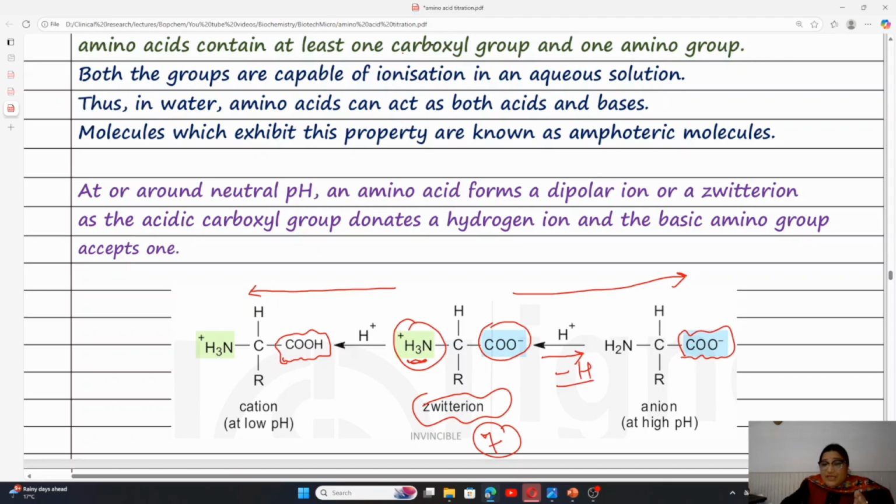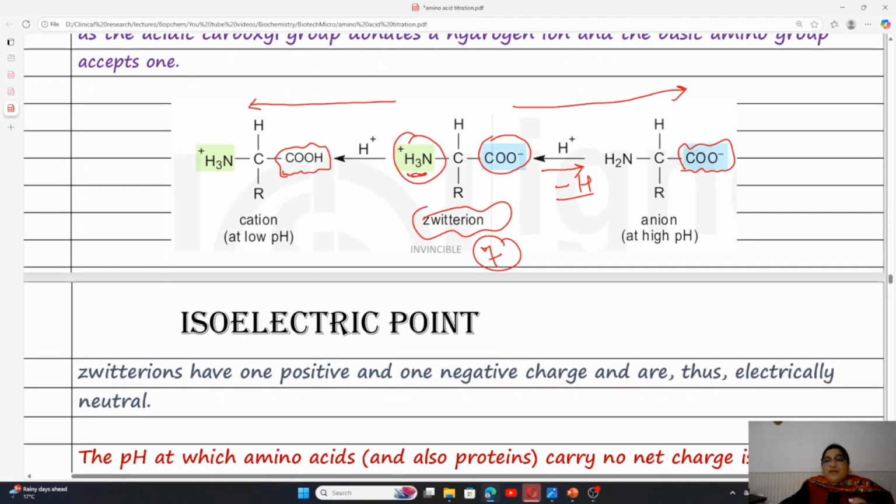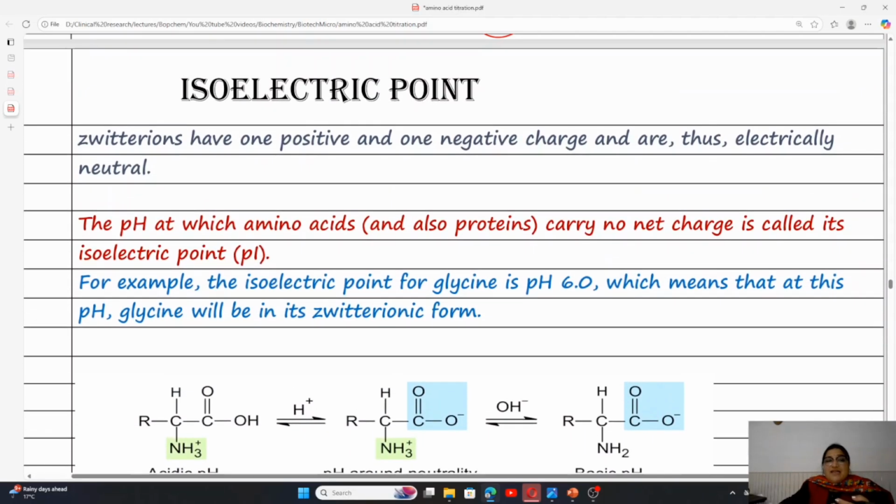So we need to understand this fact that in water, whenever amino acids are dissolved in water, they can act as both acids and bases. Now, what are acids? Acids are proton donors. Acids can donate the proton, and bases can accept the proton. So yes, these amino acids can behave both as acids and as bases. So let's talk more about these zwitterions. Zwitterions have one positive and one negative charge. We already discussed, and hence they are electrically neutral.